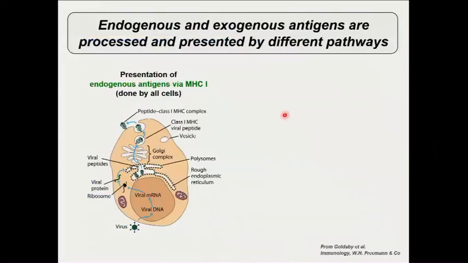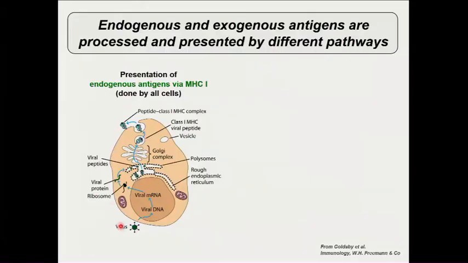Okay, and now I'd like to explain the difference between endogenous and exogenous antigens and how they are processed and presented. So here we have the presentation of endogenous antigens via MHC1. This is the MHC protein that exists in all kinds of cells. So here we have basically an ordinary body cell. It could be, I don't know, a cell in your muscle, in your liver, in your skin. And that has MHC1, but not MHC2.